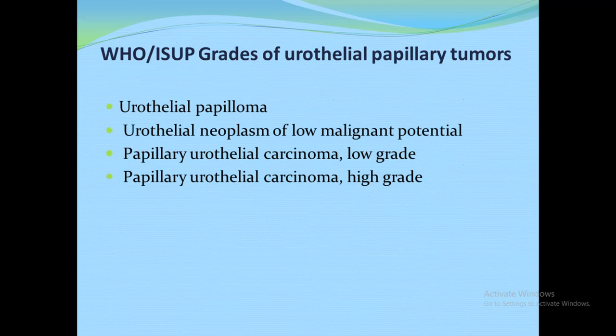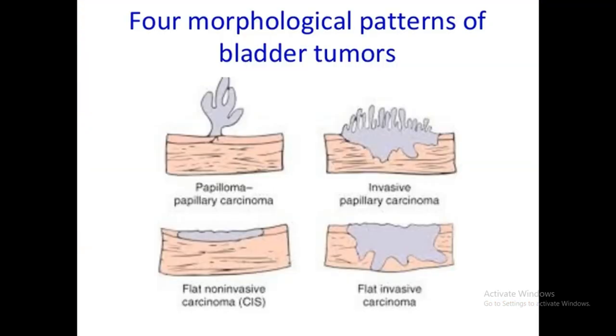Now classification of grades of urothelial papillary tumors according to WHO ISUP grading system. We have urothelial papilloma and we have urothelial neoplasm of low malignant potential. هذا بين البابيلوما بين papillary urothelial carcinoma. اليوروثيليال papillary carcinoma قسمها low grade and high grade حسب ال WHO grading.